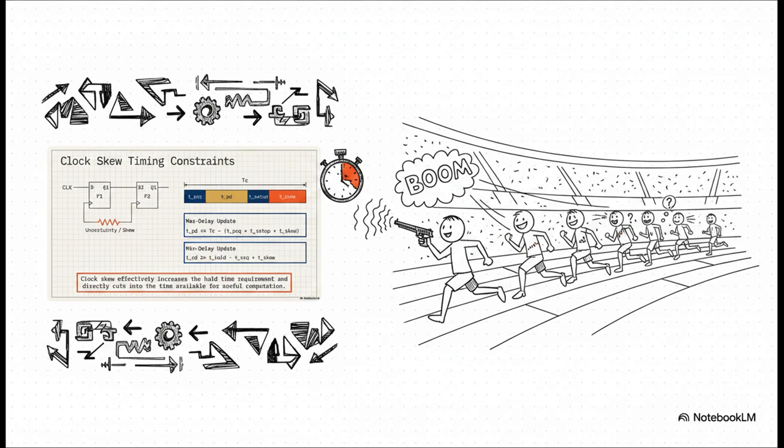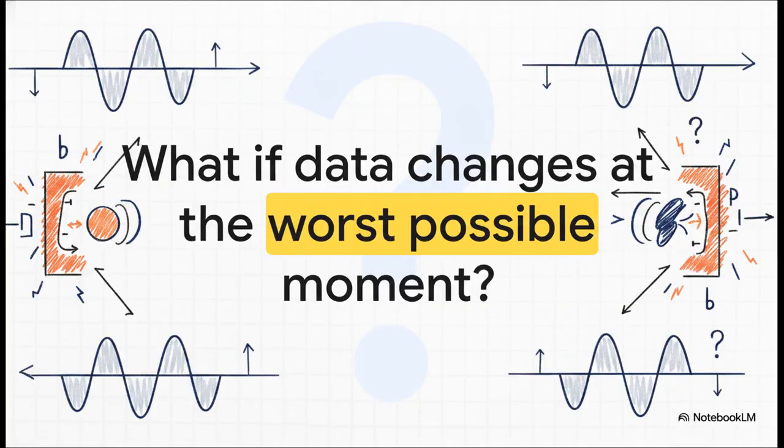Imagine all our runners are spread out across a giant stadium. When the starting pistol fires, who hears it first? The runners right next to the gun, right? The ones way on the other side of the field hear it a split second later. That's clock skew in a nutshell. Different parts of the chip get that clock signal at slightly different times. And that tiny delay eats away at your precious time for doing actual work, making the whole race that much tighter.